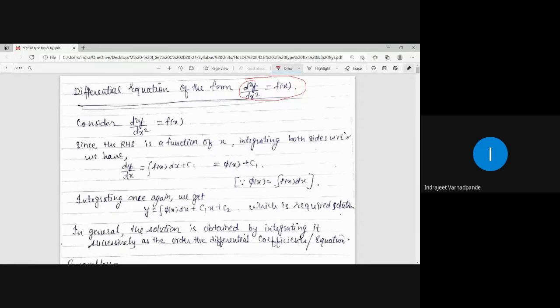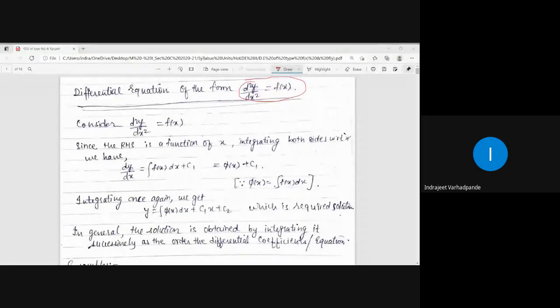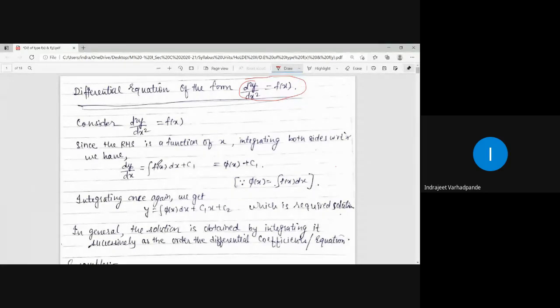So higher order differential equations which are linear in nature are solvable with the various methods of complementary function and particular integral. So we usually try to use those concepts related to the complementary function and particular integral and get the answer. This is also a differential equation of higher order. Higher order means basically the second order differential equation.